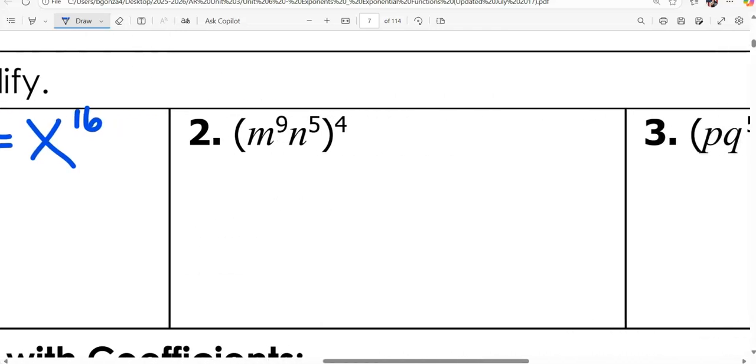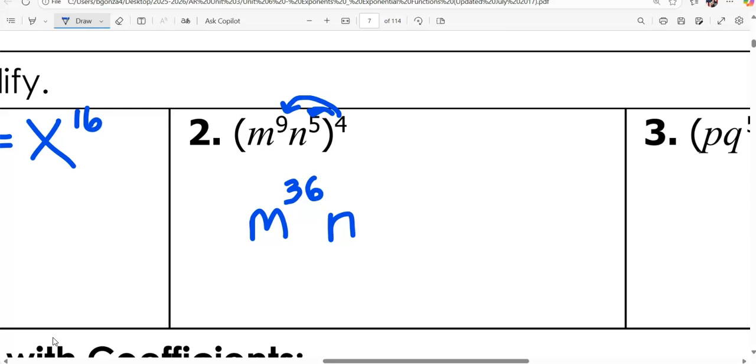Okay, like this one, number 2. When I have two different bases, these don't combine together because they're different letters. We're just going to multiply each, like you're distributing. This will be to the fourth power, so you multiply. So it's going to be m to the what? What's 9 times 4? No. 9 times 4 is 36.